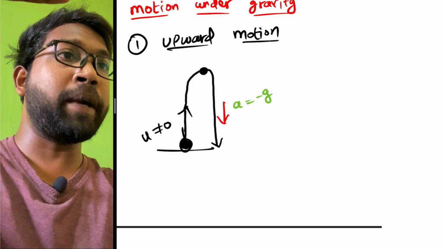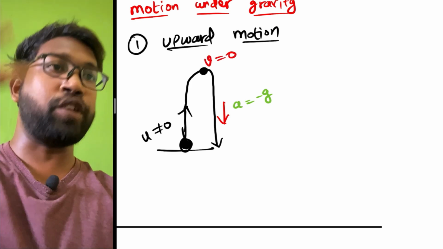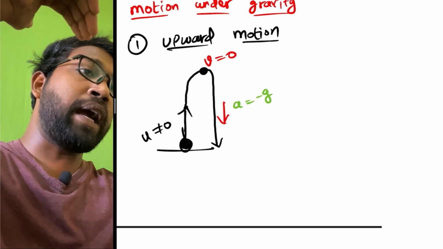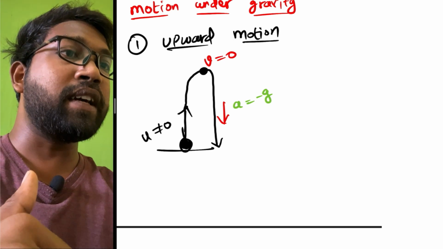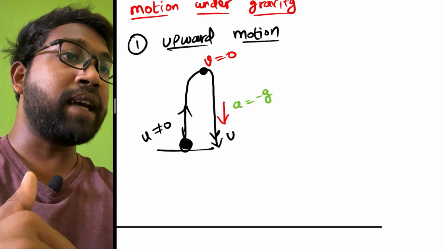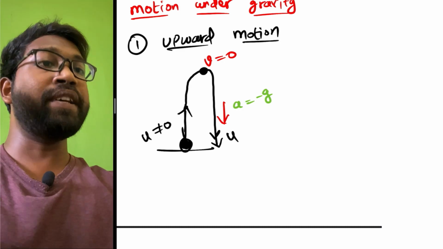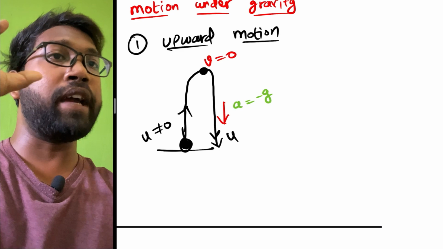So at that particular point, the velocity becomes 0, right? So it will come down and hit the ground. When it hits the ground, okay, the velocity will be the same as the initial velocity. These are the things you have to carry in your mind.